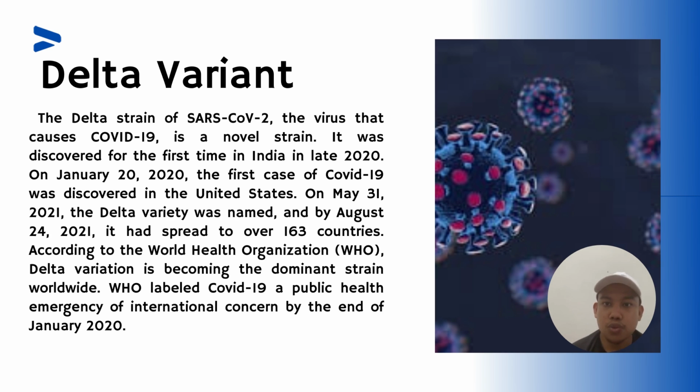On January 20, 2020, the first case of COVID-19 was discovered in the United States. On May 31, 2021, the Delta variant was named, and by August 24, 2021, it had spread to over 163 countries. According to the World Health Organization, WHO, the Delta variant is becoming the dominant strain worldwide. WHO labeled COVID-19 a public health emergency of international concern by the end of January 2020.